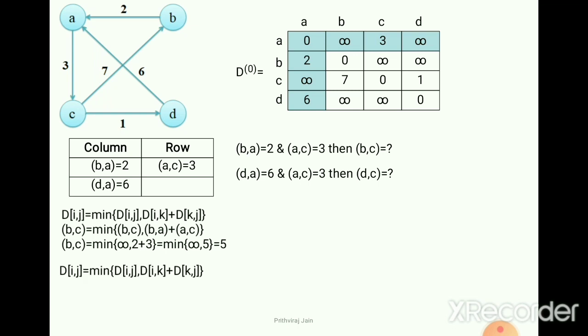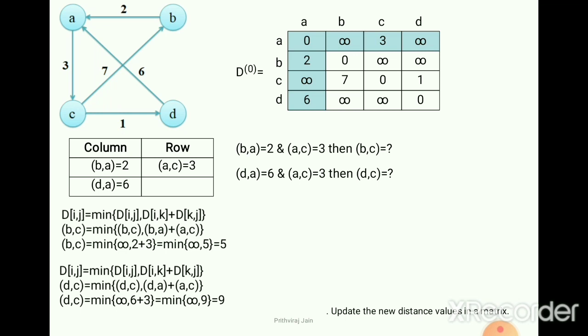Same thing again, we have to calculate D comma C is equal to minimum of D comma C comma D comma A plus A comma C, which is equal to minimum of infinity comma D comma A. So D comma A is 6, then A comma C is 3. So minimum of infinity comma 9. So the minimum value is 9.